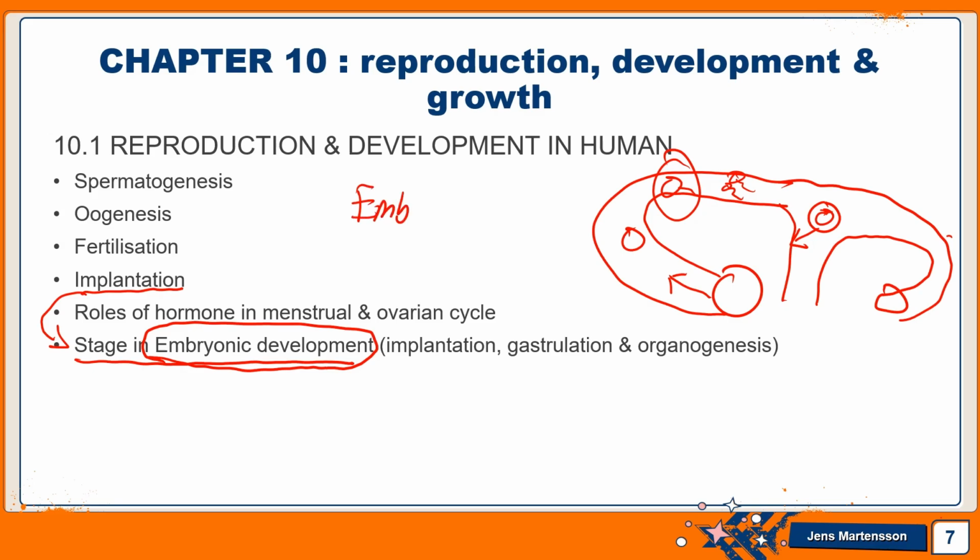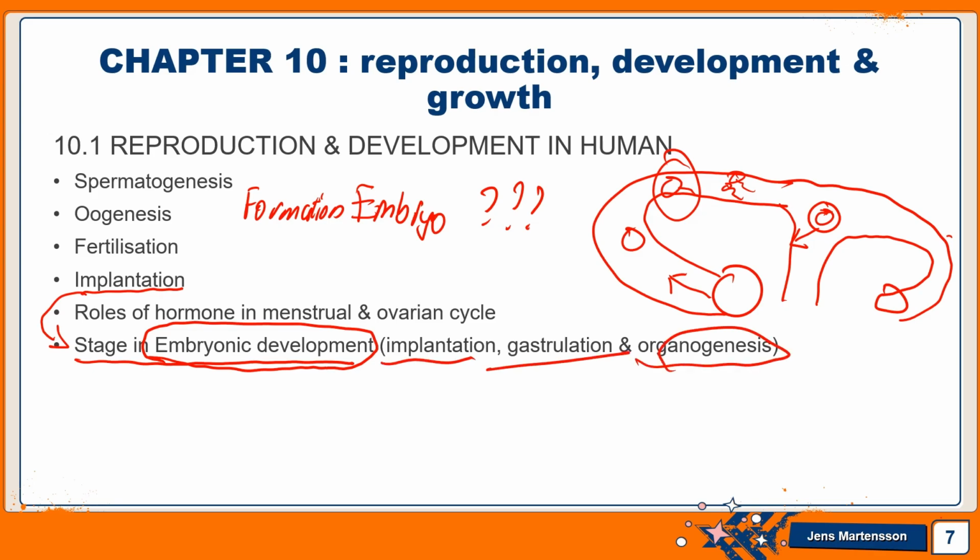How does the embryo form? Formation of embryo. We say development of embryo. There are three processes: implantation, gastrulation, and organogenesis. But in our syllabus, we actually just focus on implantation and gastrulation. Organogenesis, you just have to know the meaning.